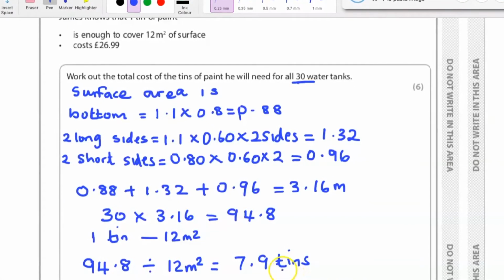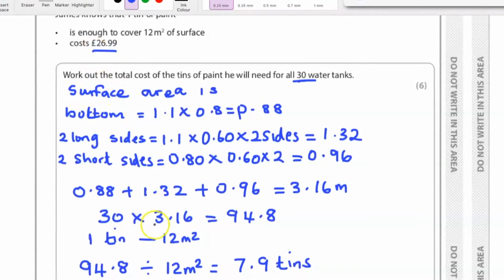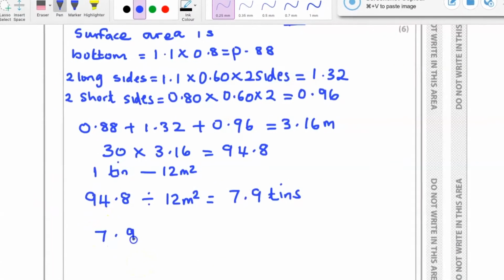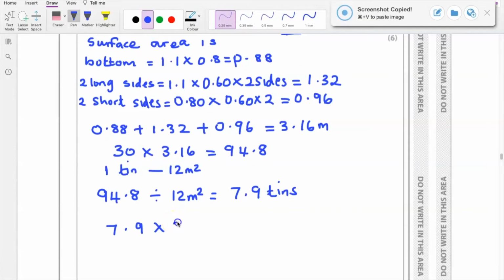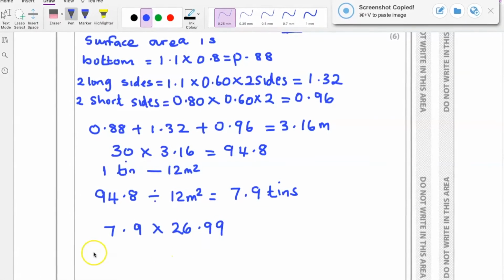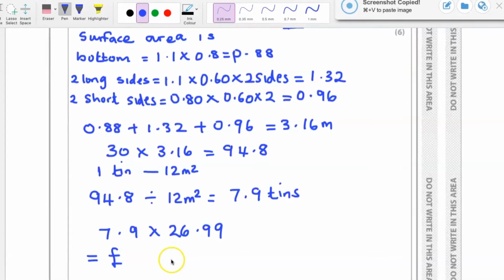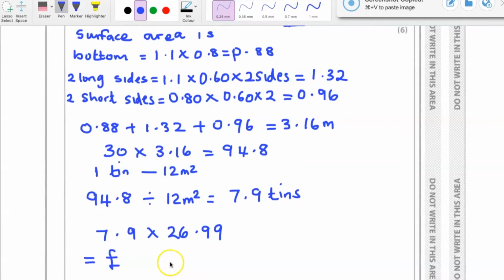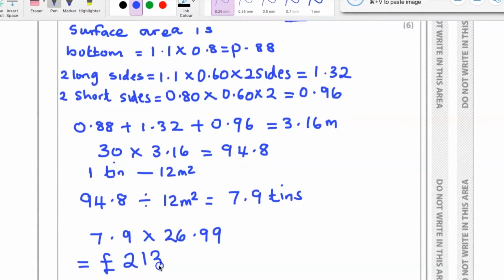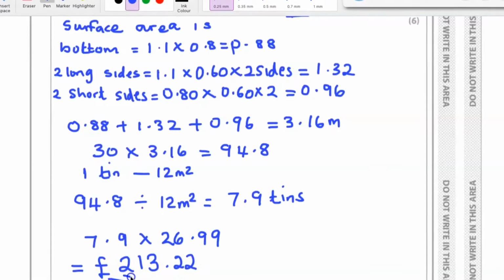And how much is the cost? The cost here is £26.99 for each tin. So 7.9 times 26.99. If you put that into your calculator, 7.9 times 26.99 will give you 213.22. So that is our answer.